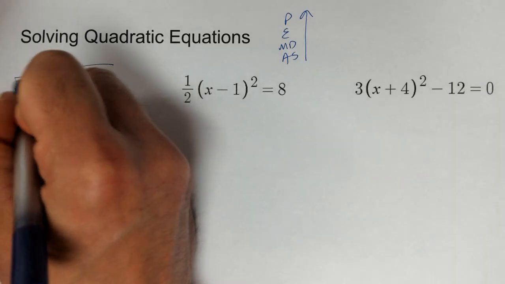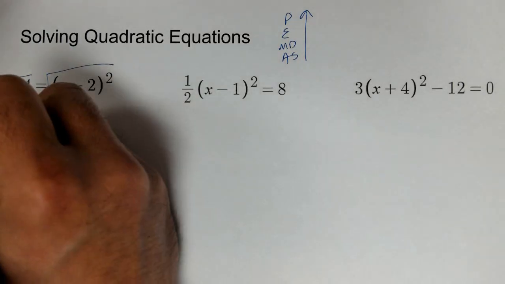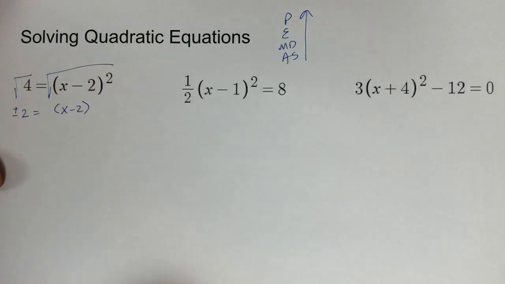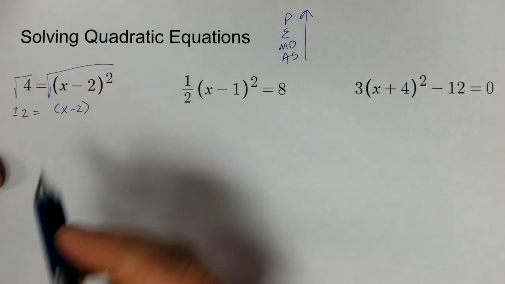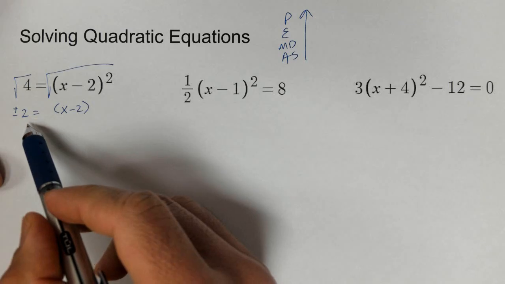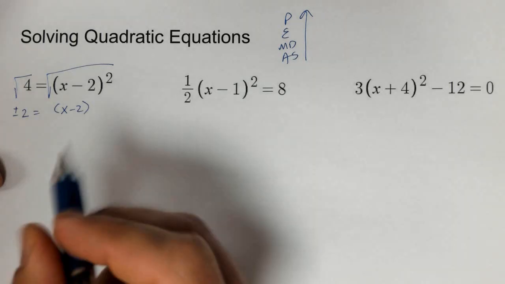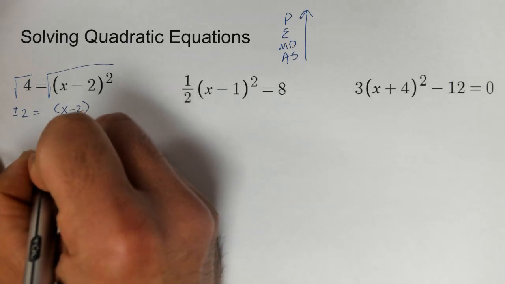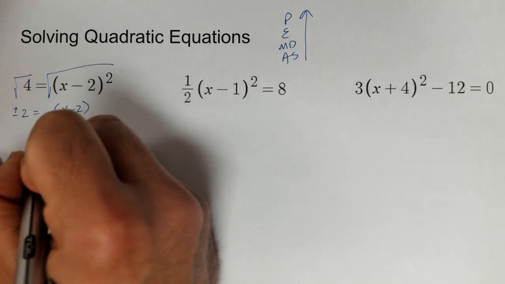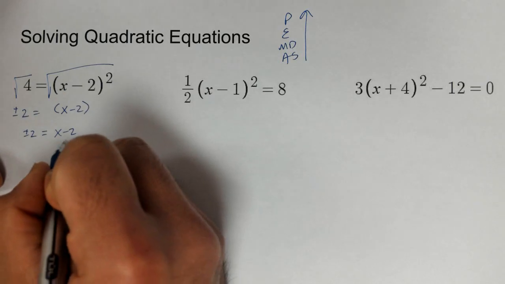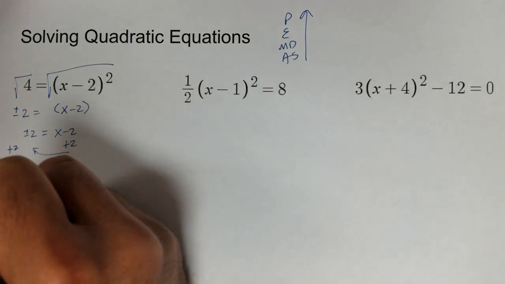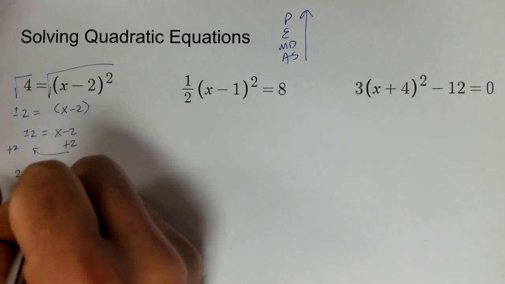Square root both sides. This could be plus or minus 2 equals x minus 2. Because 2 times 2 can give you 4, and negative 2 times negative 2 gives you 4. Right? Now the last step would be the parentheses. Since there's nothing affecting the parentheses, I can get rid of it. And I can now move the plus 2 to the other side. So I have positive 2 plus or minus 2.